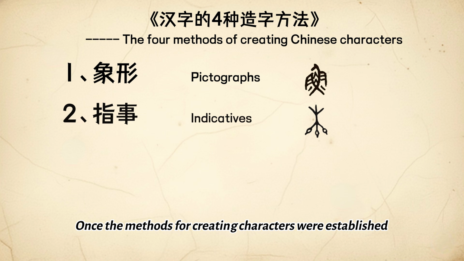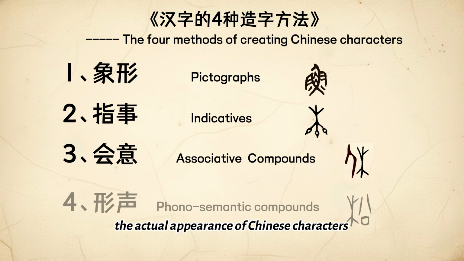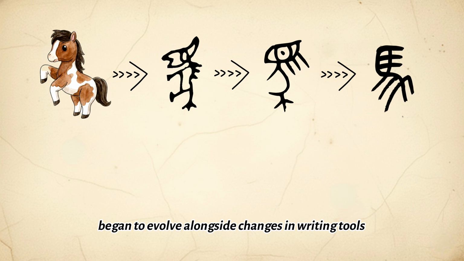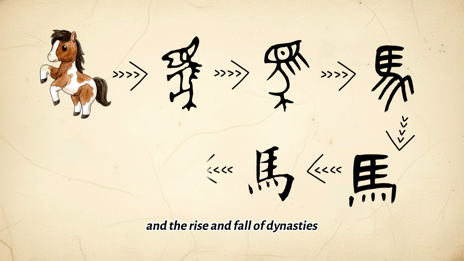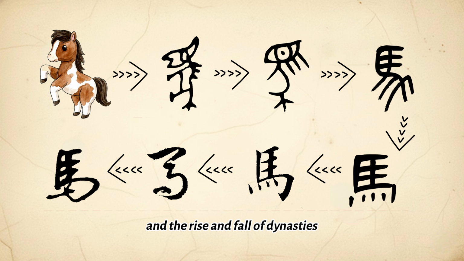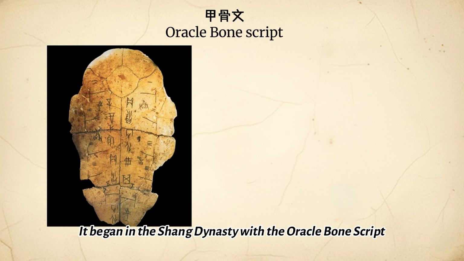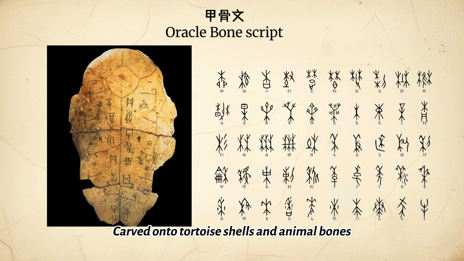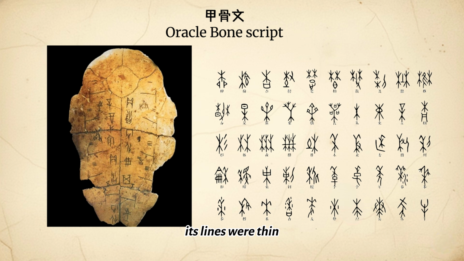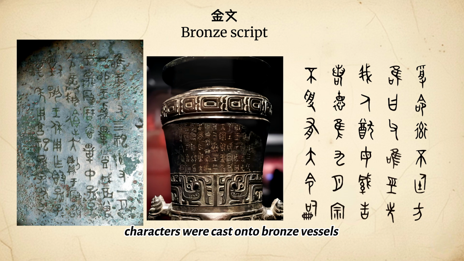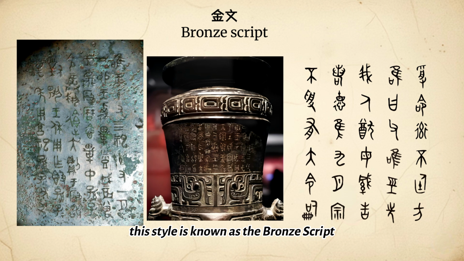Once the methods for creating characters were established, the actual appearance of Chinese characters began to evolve alongside changes in writing tools and the rise and fall of dynasties. It began in the Shang Dynasty with the oracle bone script carved onto turtle shells and animal bones. Its lines were thin, slender, and hard. During the Shang and Zhou periods, characters were cast onto bronze vessels. This style is known as the bronze script.